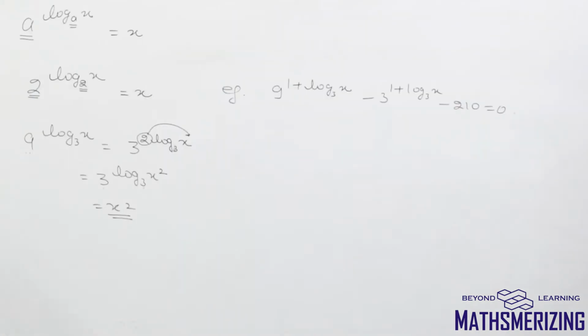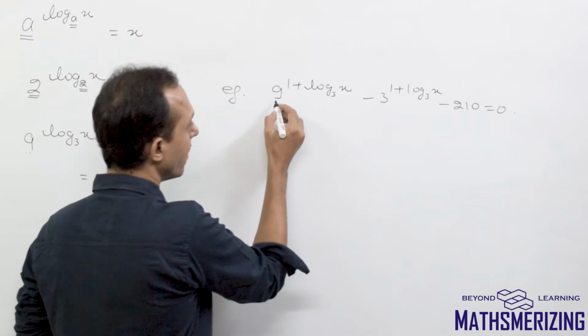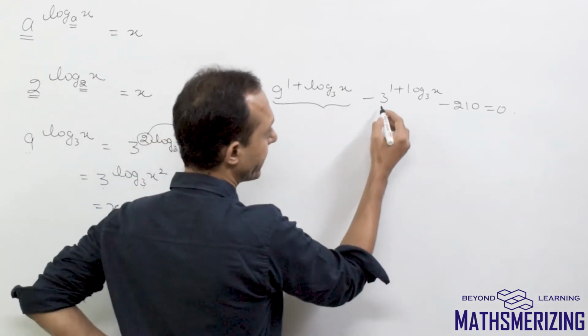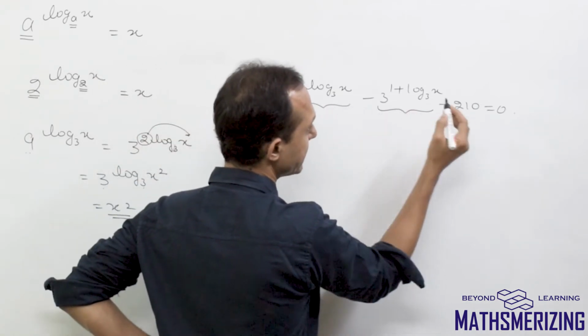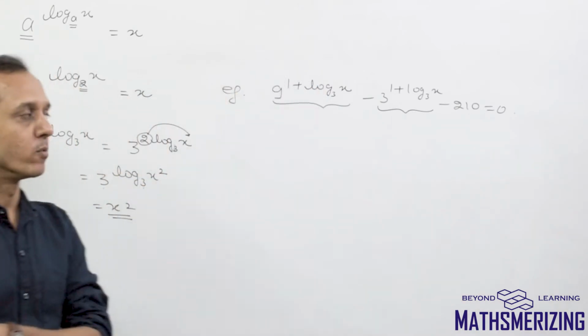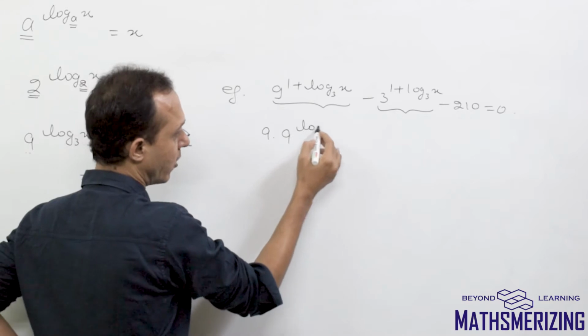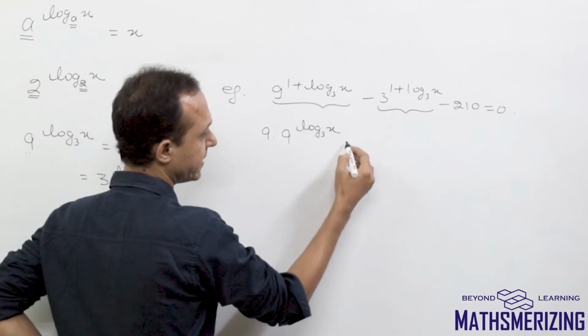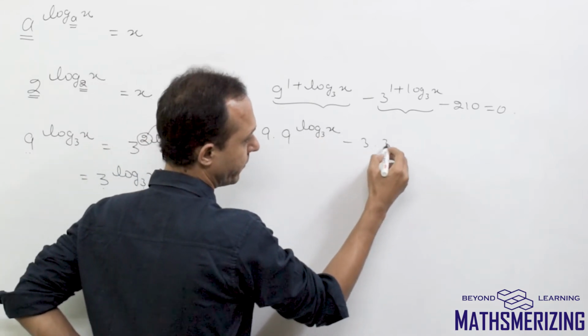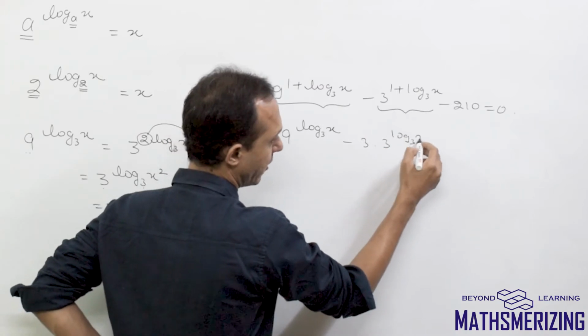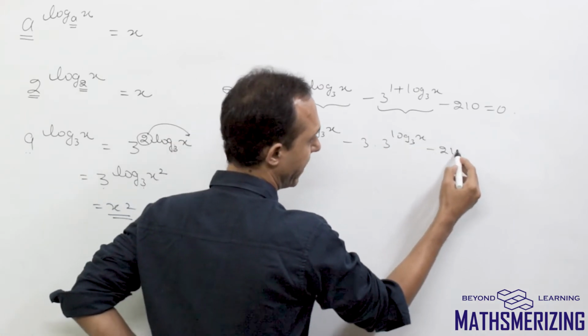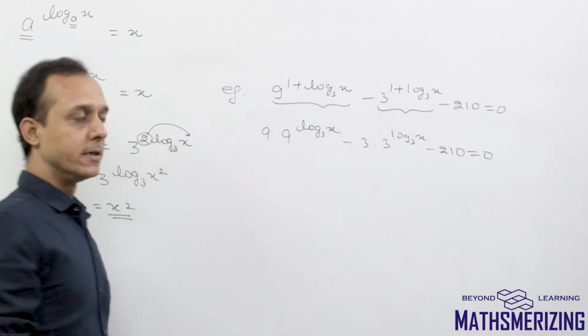So let us take an example. The question is 9 to the power 1 plus log x base 3, minus 3 to the power 1 plus log x base 3, minus 210 equals 0. So I can write it as 9 into 9 to the power log x base 3, minus 3 into 3 to the power log x base 3, and then minus 210 equals 0.